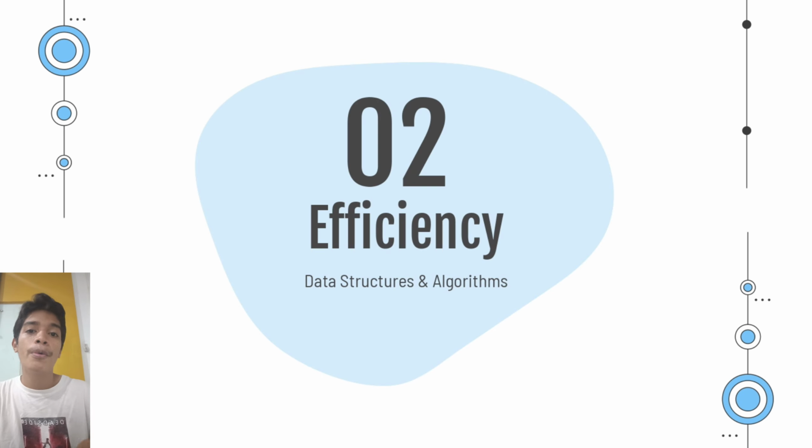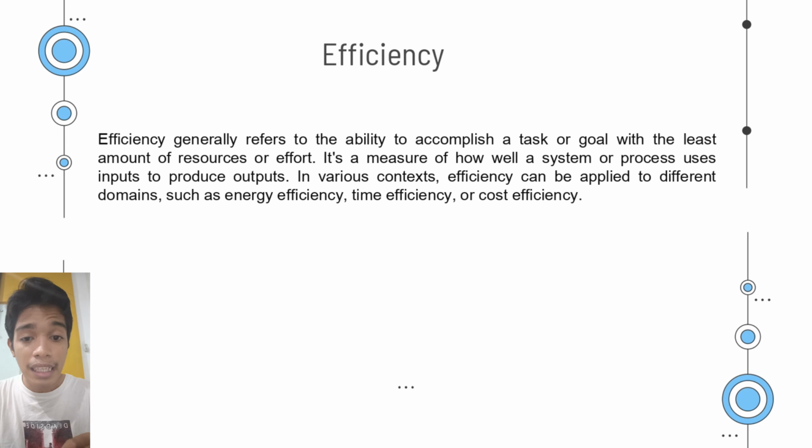So now we're gonna go into the second session. The second session is about efficiency. Do you know about efficiency, right? Efficiency generally refers to the ability to accomplish a task or goal with the least waste of result or effort. It's a measure of how well a system or process uses input to produce outputs.